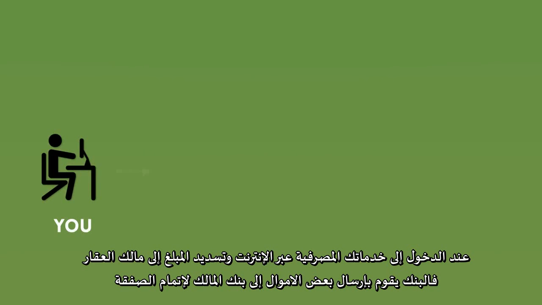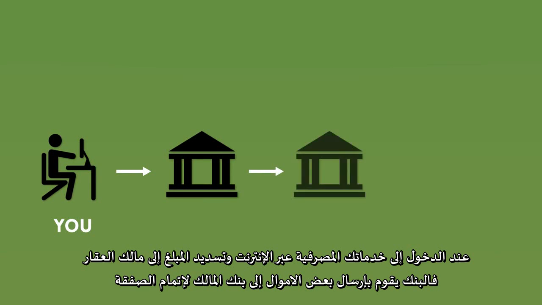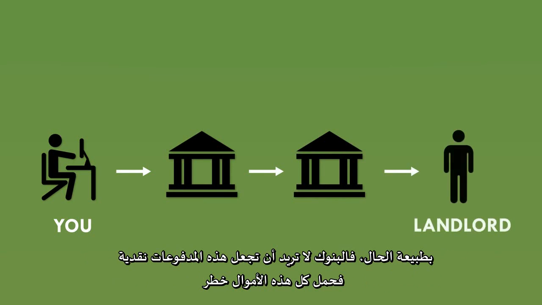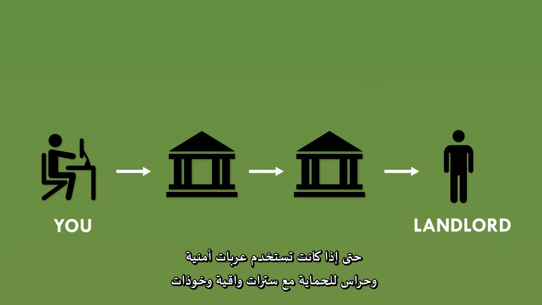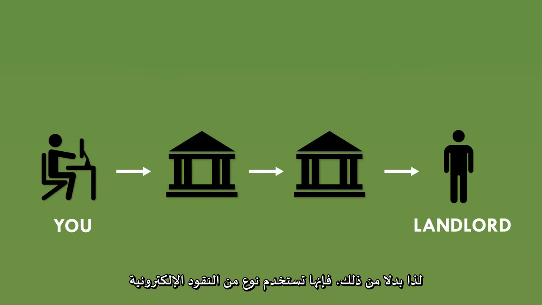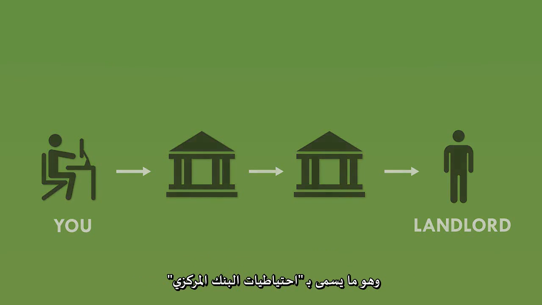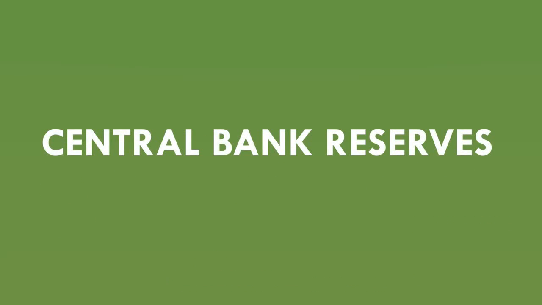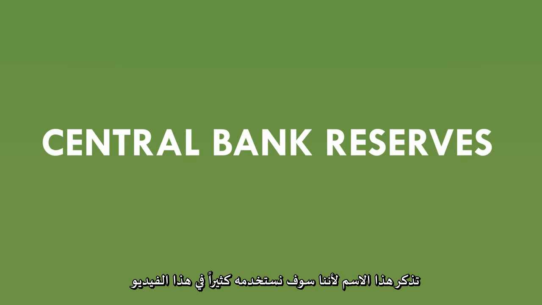So, now imagine that you need to pay your rent and your landlord has an account with a different bank to you. When you log into your internet banking and make the payment to your landlord, your bank has to send some money to your landlord's bank to settle and complete the transaction. Of course, the banks don't want to make these payments to each other in physical cash because carrying all this money around is dangerous, even if they use protected security vans and guards with bulletproof vests and helmets. So, instead, they use a type of electronic money, which is called central bank reserves. Remember that name, because we'll be using it a lot in this video.